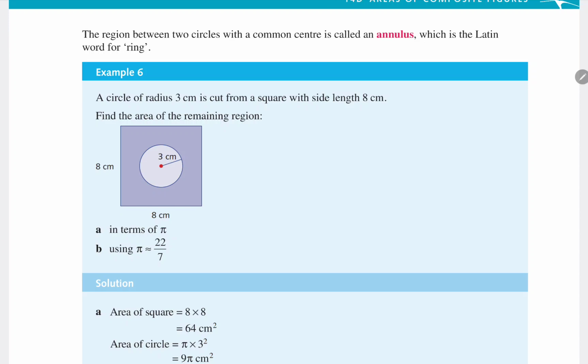How do I find the area of the circle? Of the circle, you only need one thing, which is the radius. It's just pi and radius? Pi r squared, yes. So the final answer roughly would be 8 squared, because that's the square area, subtract pi times 3 squared. Yeah, that's about it.